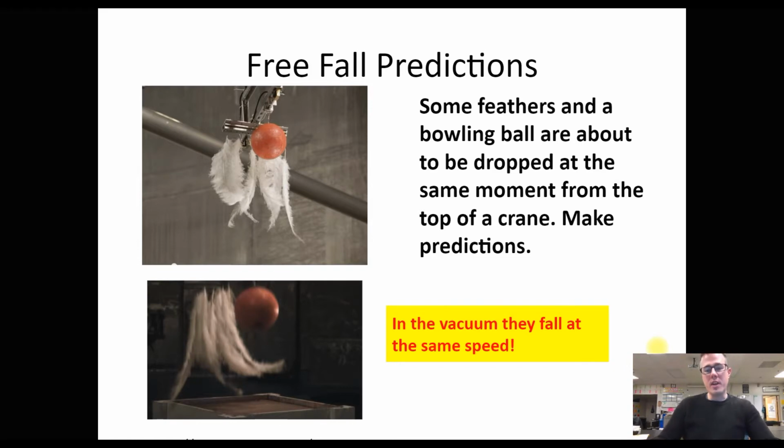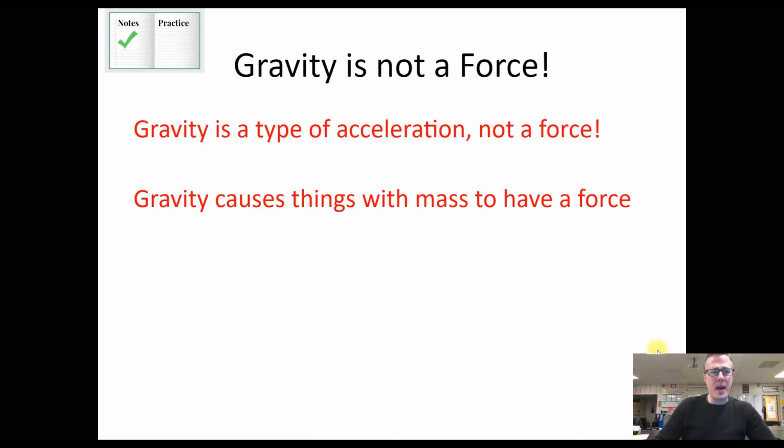And the reason why this is really important for this lesson is because I want you to start this lesson with a realization that gravity does not make things fall at different rates. In fact, the opposite. Gravity is a constant thing. It affects everything in a very similar way. So let's talk about that.